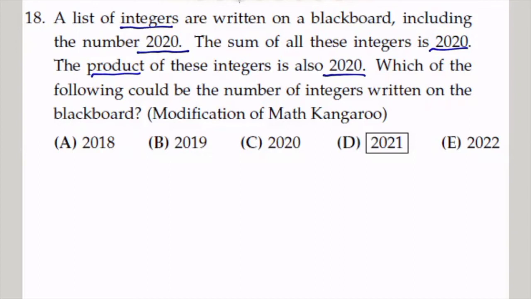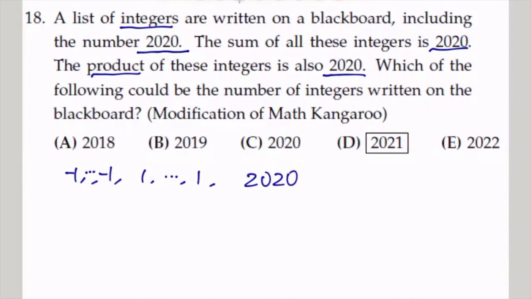We know that 2020 is one of the numbers, and the product is also 2020, but all of them are integers, which means that the rest of the integers have to be just a 1 or -1, right? So the list of numbers could be some 1s, some -1s. We don't know how many of them. Let's do... Then we have 1, 2020, right?